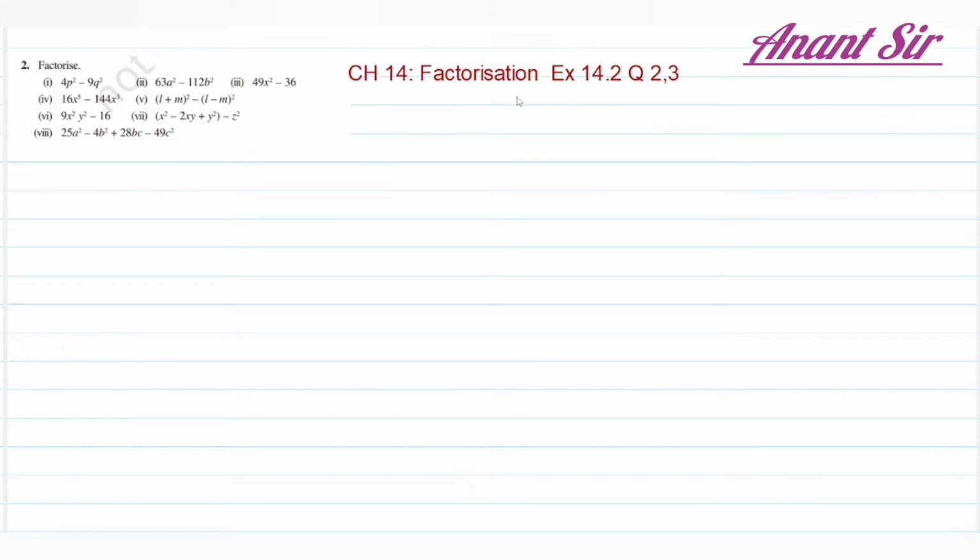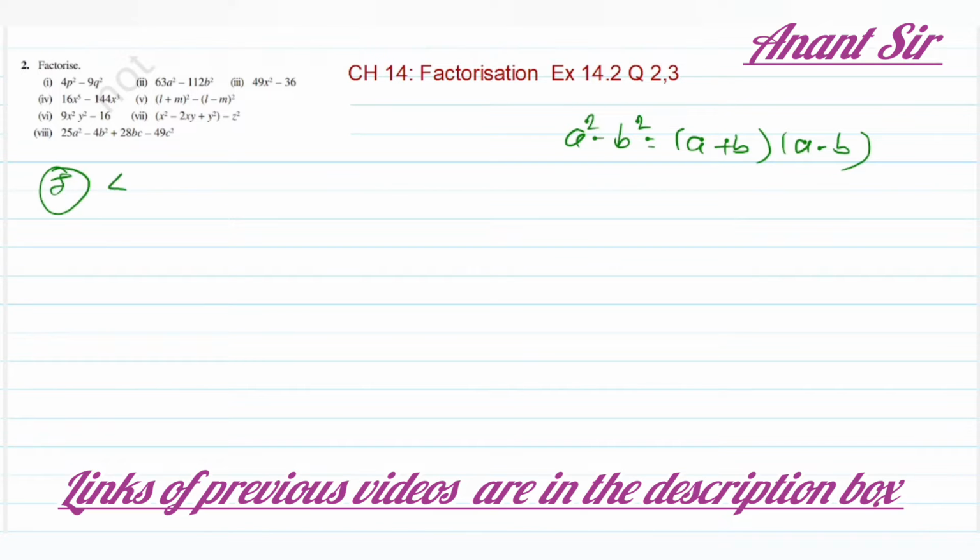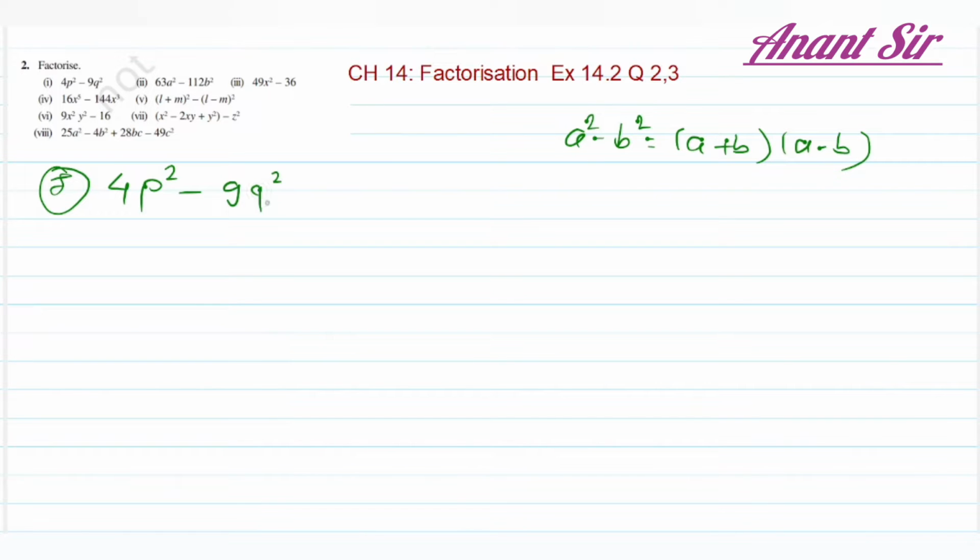In this question we have to use the formula a square minus b square is equal to (a plus b)(a minus b). Many times students get confused about when to use this formula. For example, in the first question, 4p square minus 9q square. Try to understand the difference between 9 and q. 9 and q for me both look near about the same. So when do we use this formula a square minus b square? It's very easy to understand.